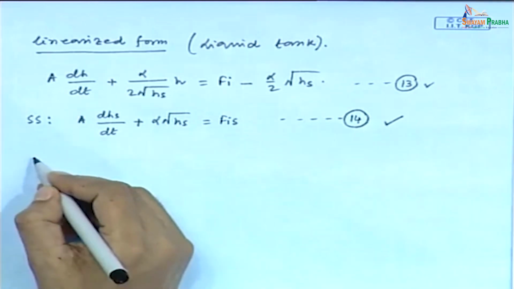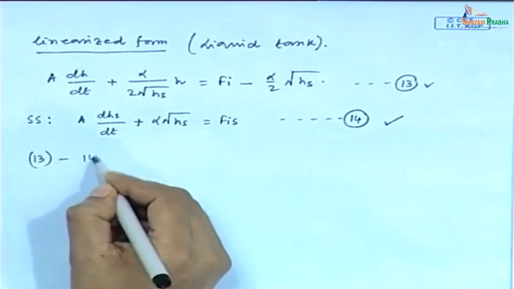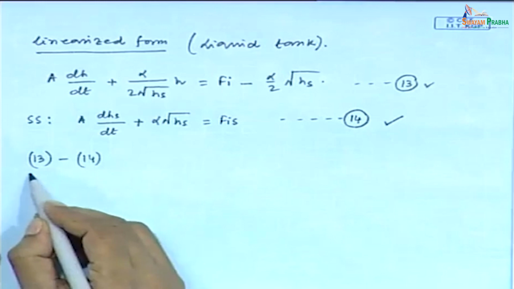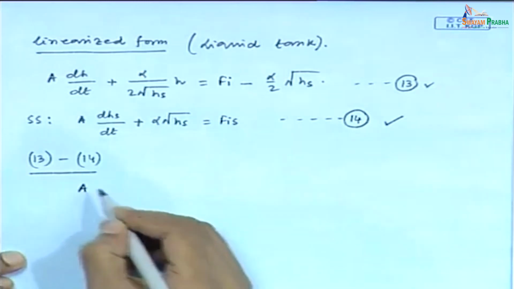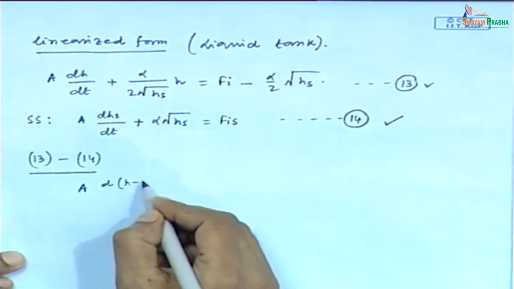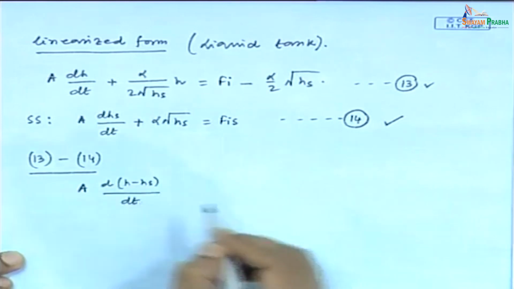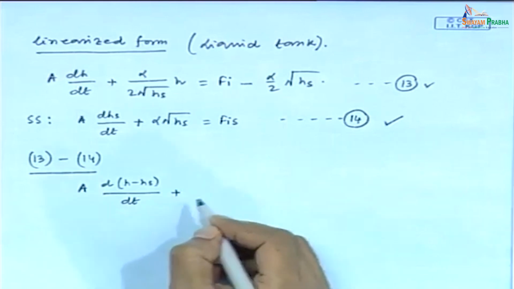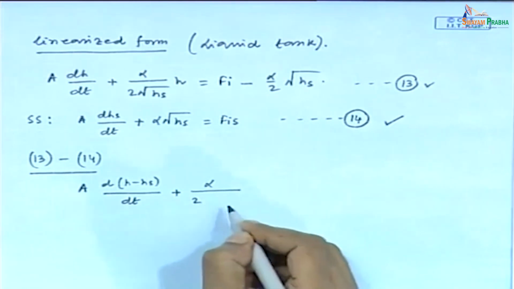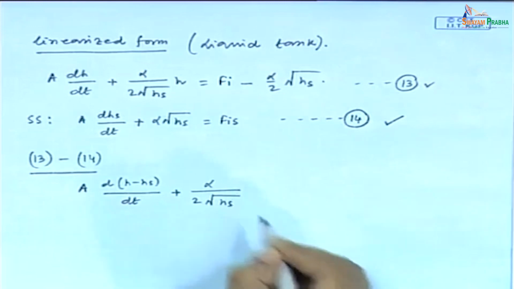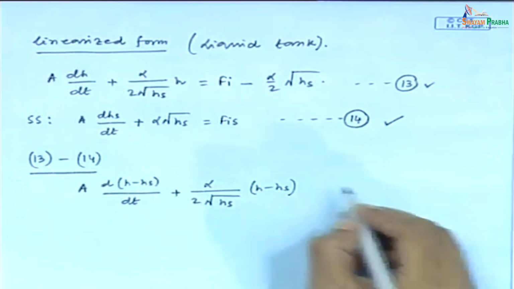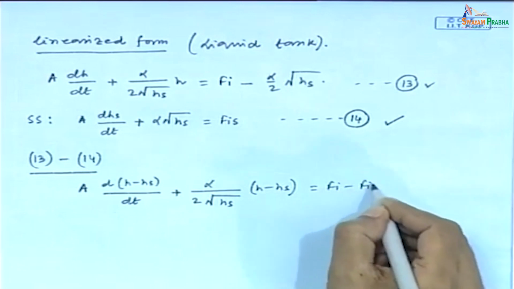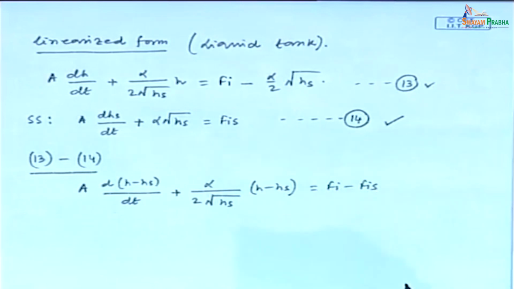Now, we will subtract equation 14 from equation 13. If we subtract equation 14 from 13, we get a differentiation of H minus Hs plus alpha divided by 2 root Hs times H minus Hs equals Fi minus Fis.